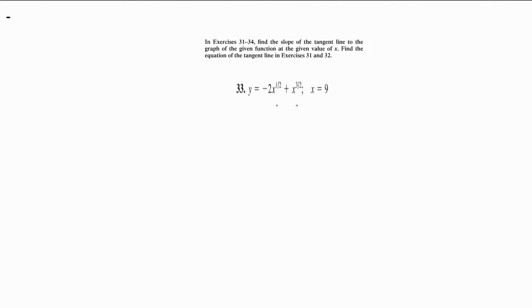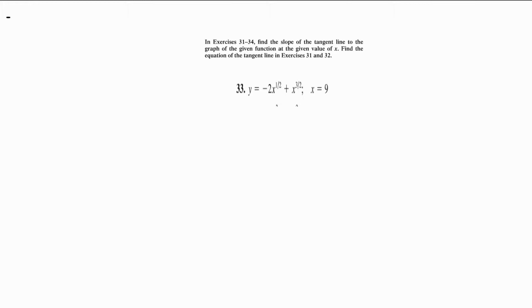Hello. All right, I'm going to do this problem. This is, I guess this is 4.1, number 33. So what we want to do here, it says in this exercise, find the slope of the tangent line to the graph of the given function at the given value of x.